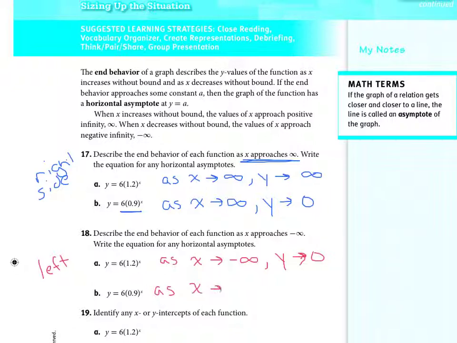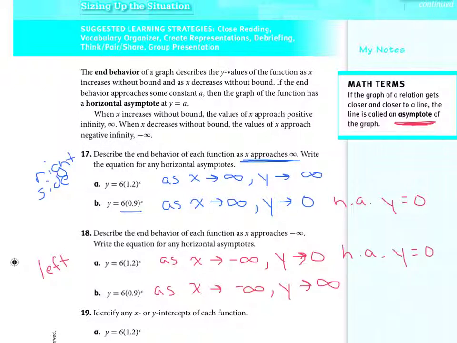On the decay function, if you look at the left side, the y's get bigger and bigger and bigger, and they go to infinity. Now, when we get really close to that x-axis, we have what we remember as an asymptote. So this one has a horizontal asymptote at y equals 0. And this one also has a horizontal asymptote at y equals 0.